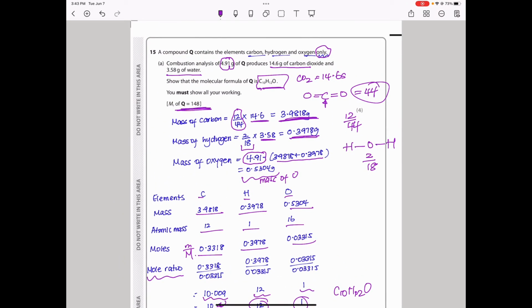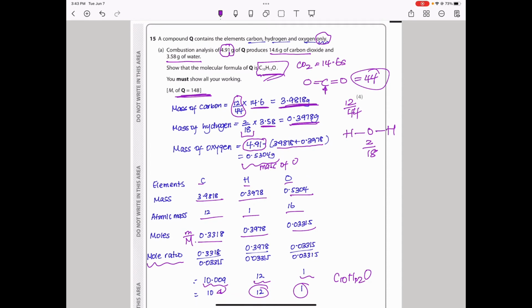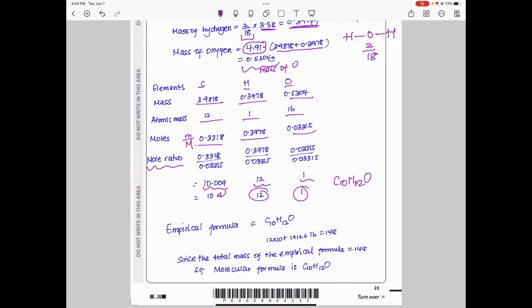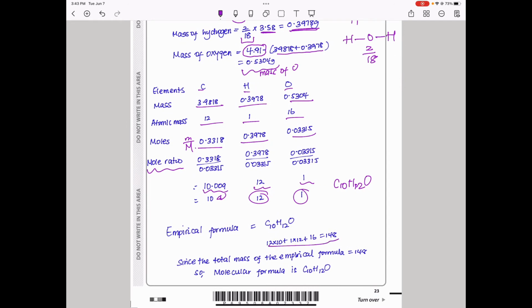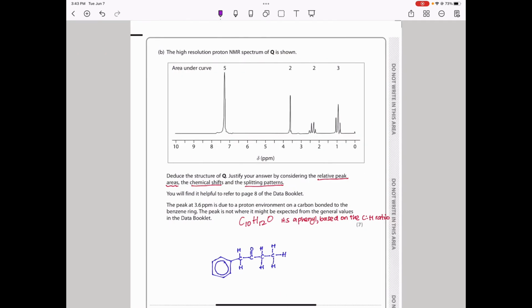Remember, they told us the molar mass of Q is 148. Another confirmation you would do, add up this. If it gives you 148, like I've done here, it means the empirical formula is equal to the molecular formula.